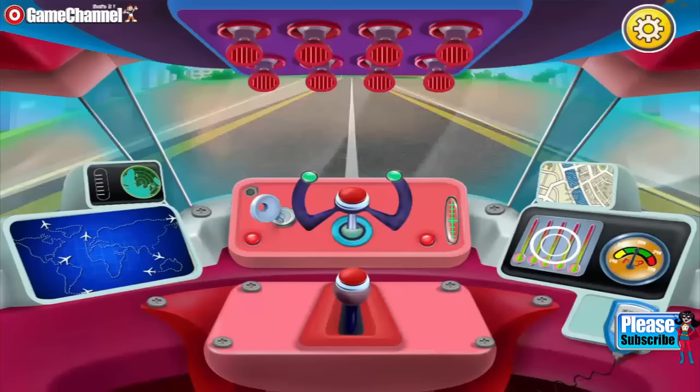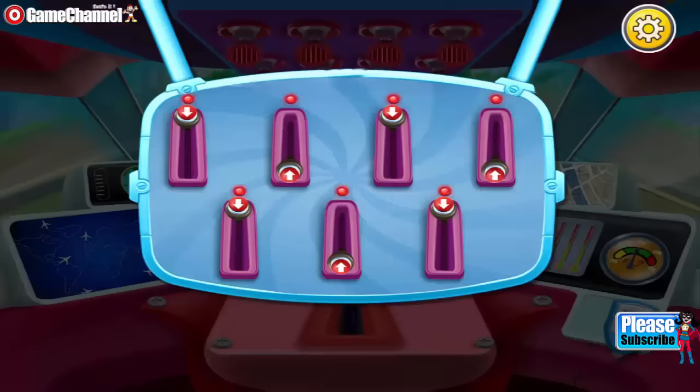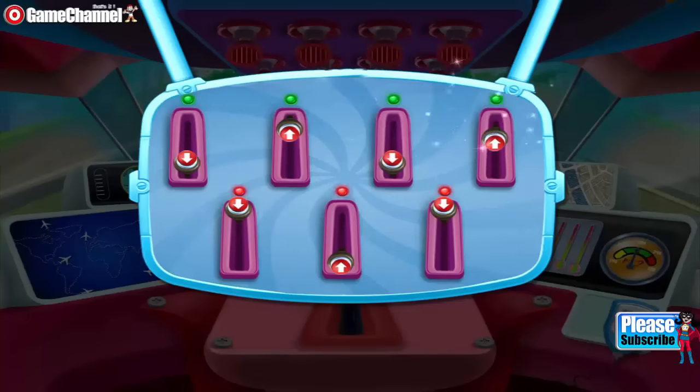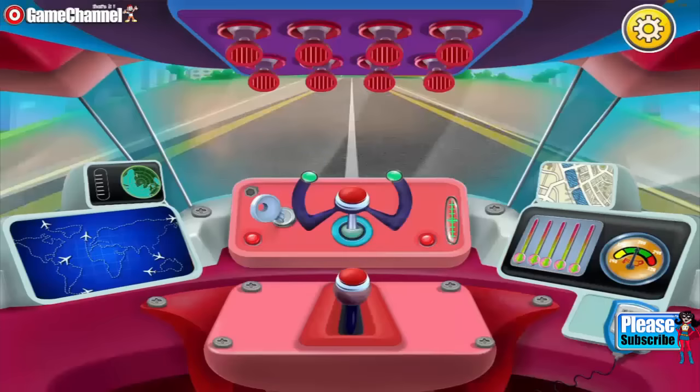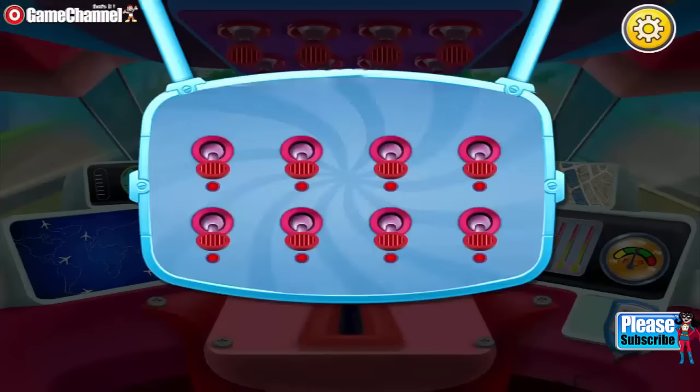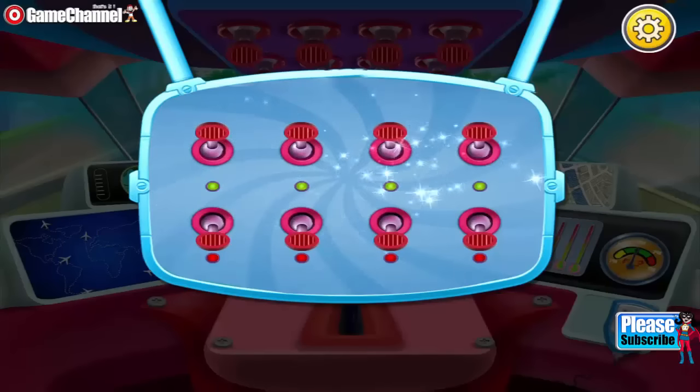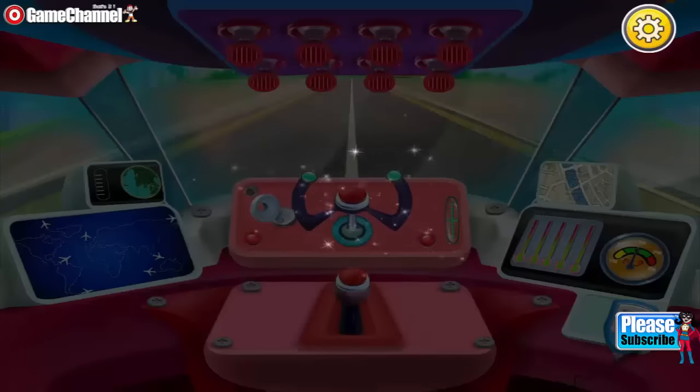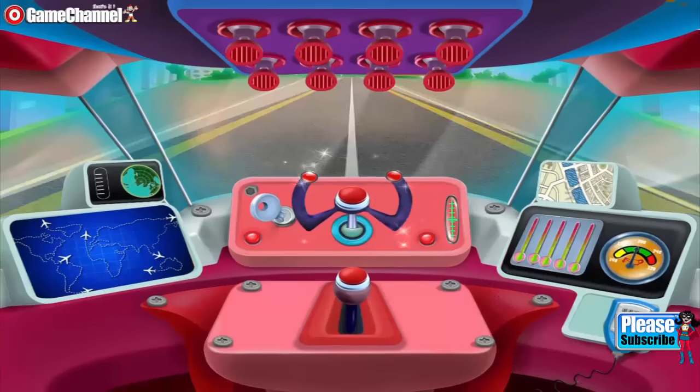Oh, it's time to fly now. Change all the gears. Slide the buttons. The switches. Put on the switches. Oh, one more. Position of the steering. Well done.